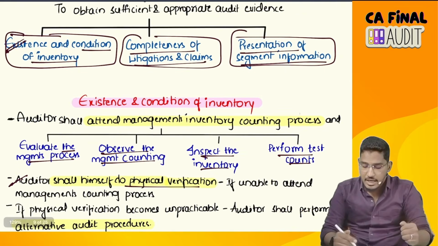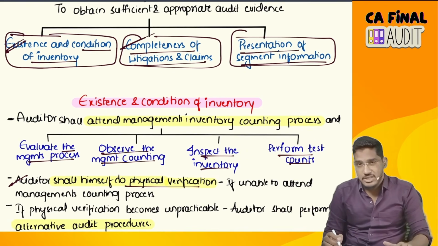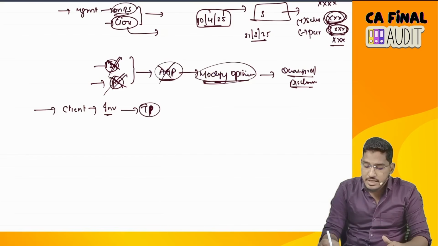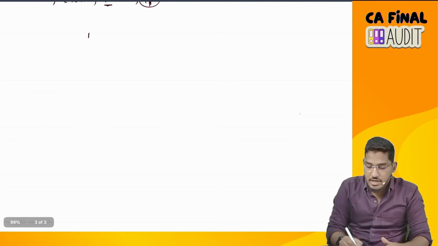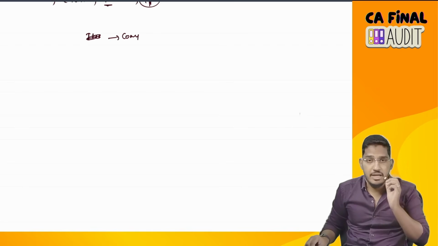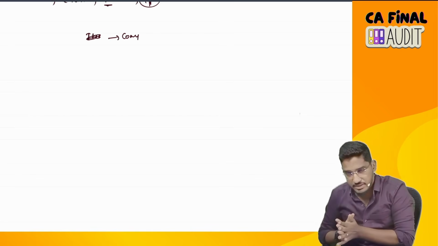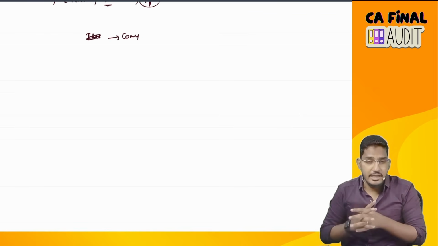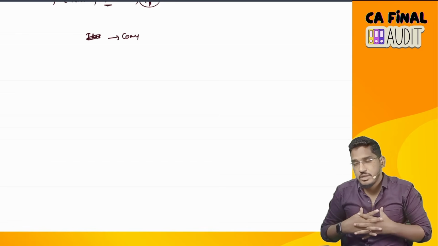So we have tackled the first part of the standard, how to obtain evidence regarding existence and condition of inventory. Now let us come to the second part, how to obtain evidence regarding completeness of litigations and claims. See, litigations and claims are also an important critical area in the items of the financial statements. Now the standard is giving us guidance on how to obtain audit evidence regarding completeness of litigations and claims. Whether management has completely disclosed all the litigations and claims in their financial statements, or are they hiding something from the financial statements. Regarding this, you need to obtain sufficient and appropriate audit evidence.